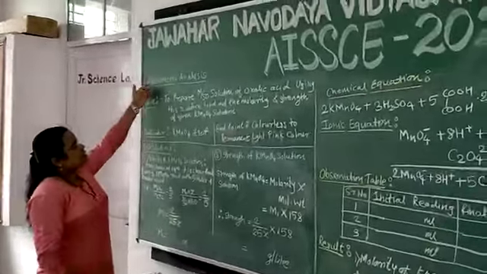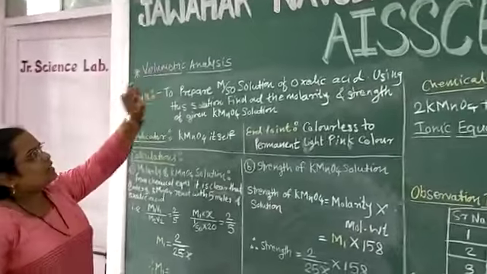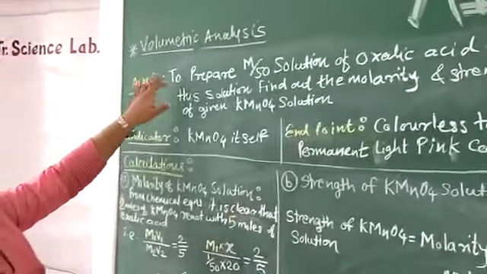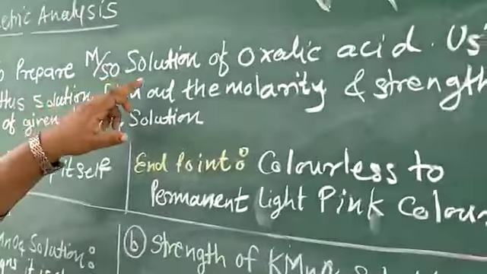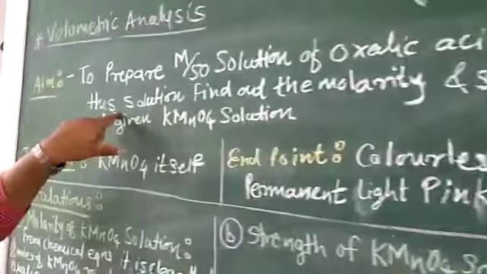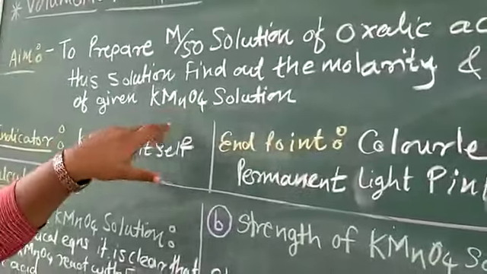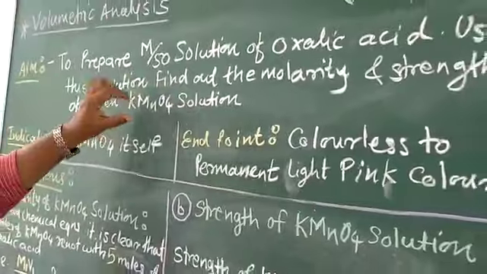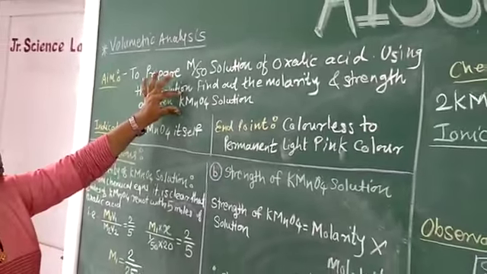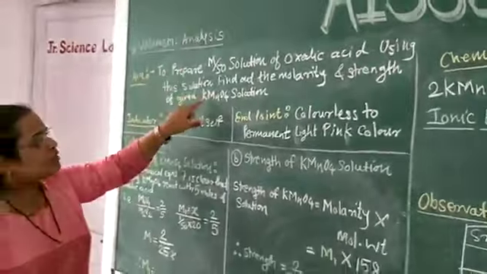Chemistry practical second, which is under volumetric analysis. The aim of this practical is to prepare M/50 solution of oxalic acid, and to use this solution to find out the molarity and strength of the given KMnO4 solution. This KMnO4 solution has unknown molarity and unknown strength.